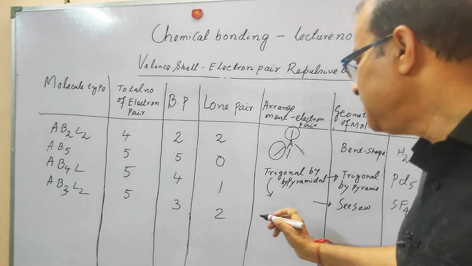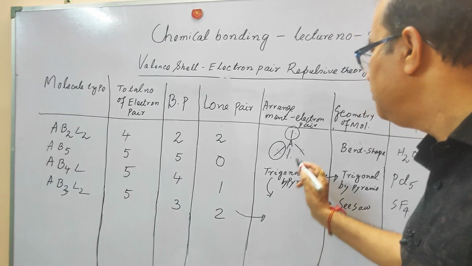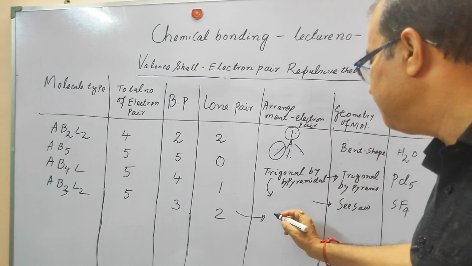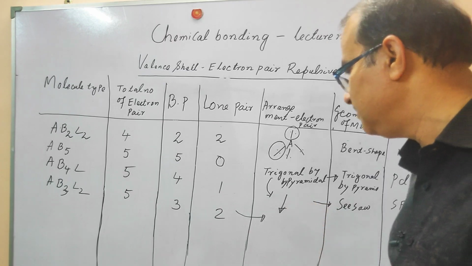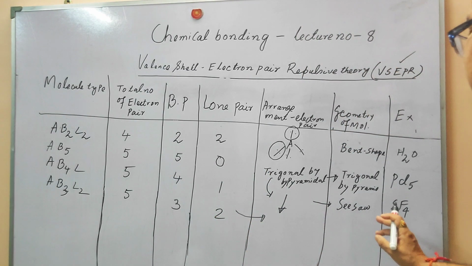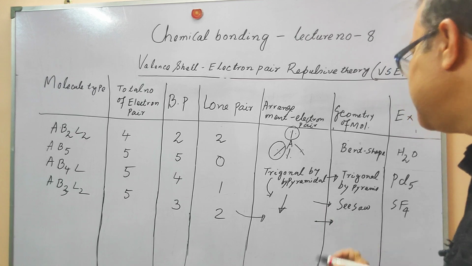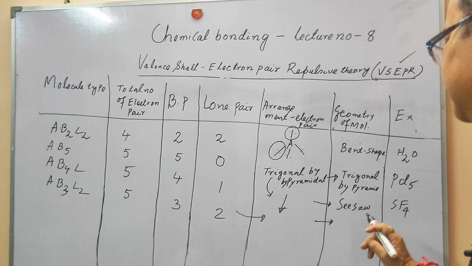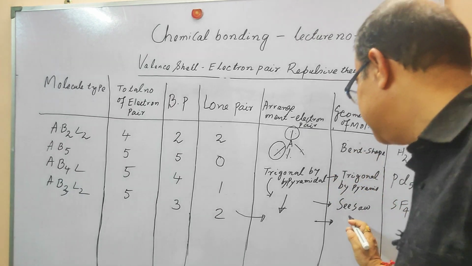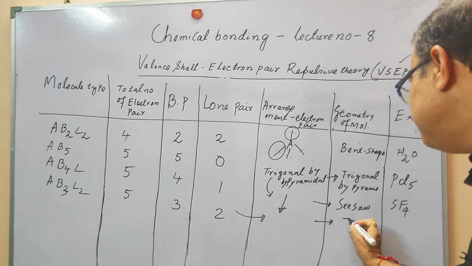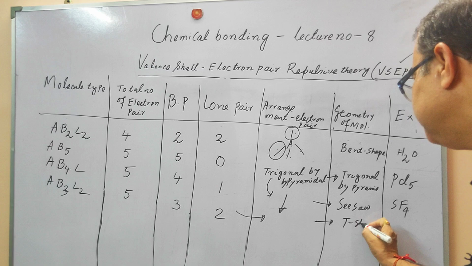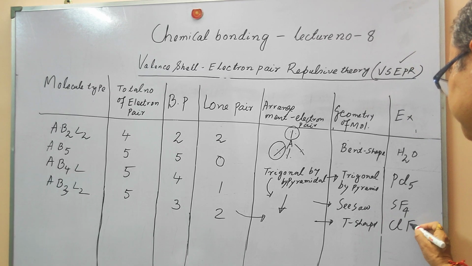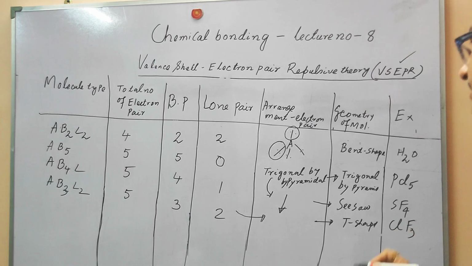In this type, the electron pairs will be arranged in the same fashion, a trigonal bipyramidal arrangement, but the shape of the molecule will be different. How is it different? You can see its shape will be T shape. And an example of this is ClF3.